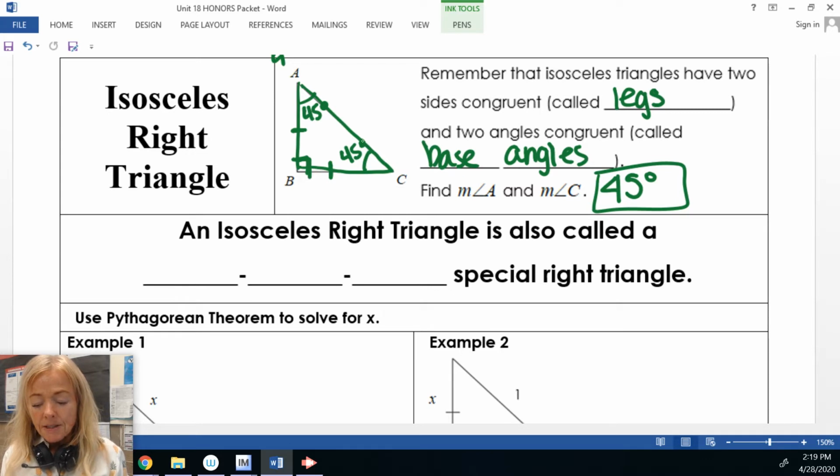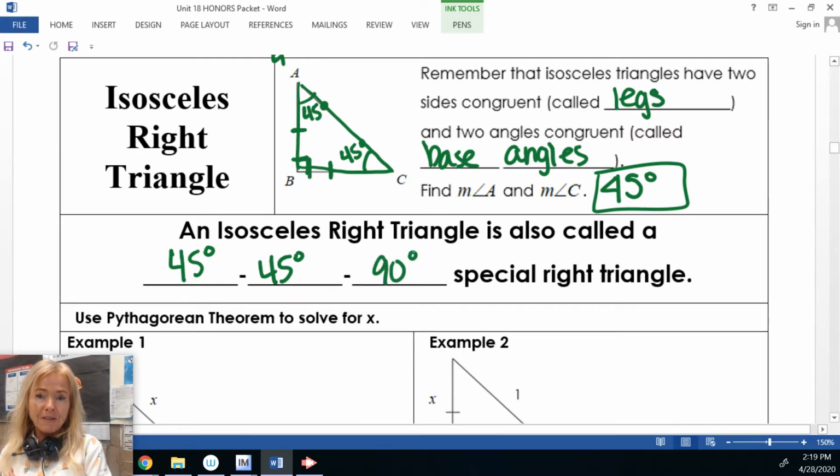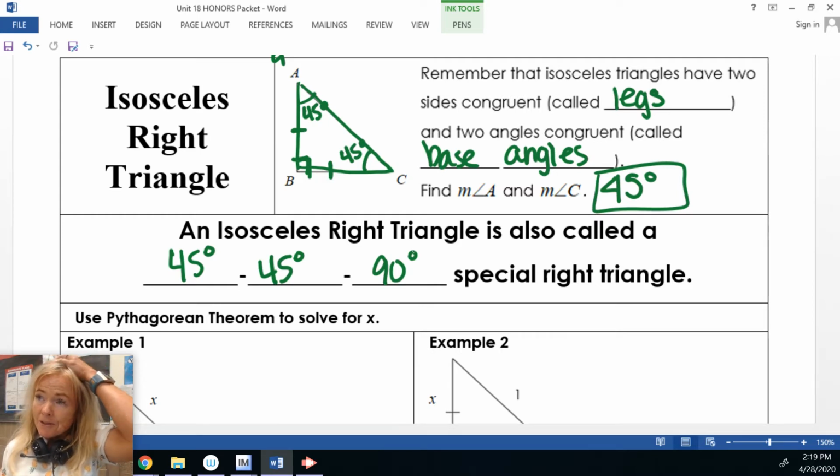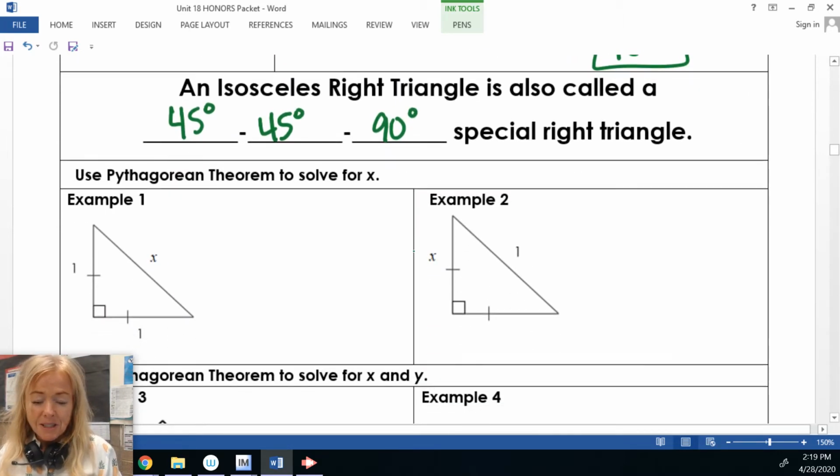Now, an isosceles right triangle is also called a 45, 45, 90 special right triangle. 45, 45, 90. So we know all the angles for sure. Now, the side measures are, of course, depending on how big or how small the triangles are, all going to be different. But let's look and see what happens, because a really special thing happens, which is why we call them special right triangles.